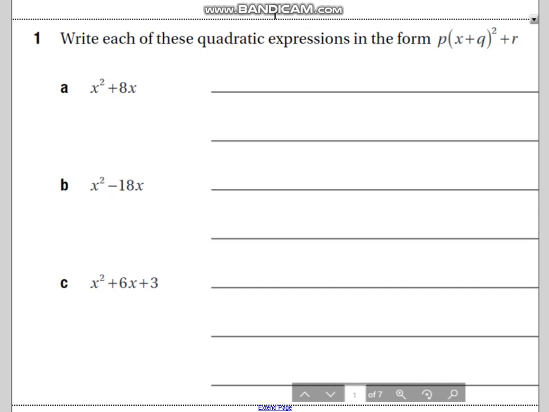Okay, so now we've just got the answers to the exercises. So if you haven't done it yet, then in Maths Watch style, please stop and do the exercises yourself. But if you have done them, here we go.